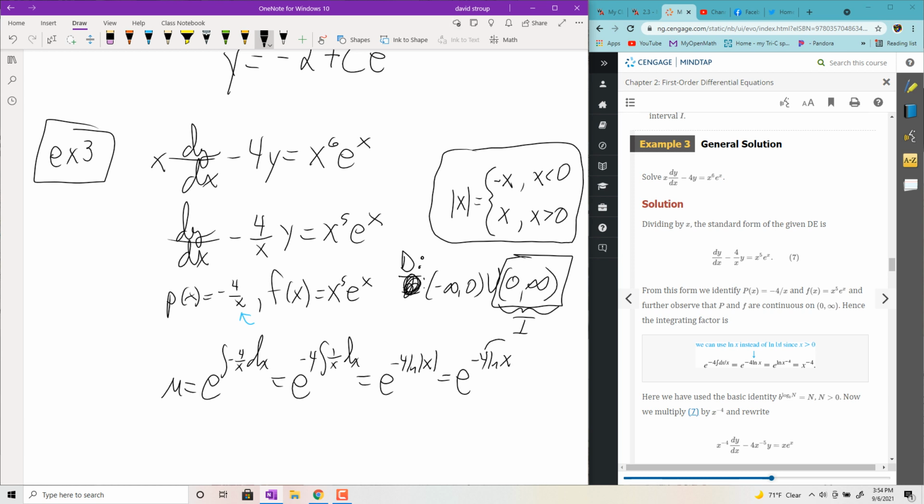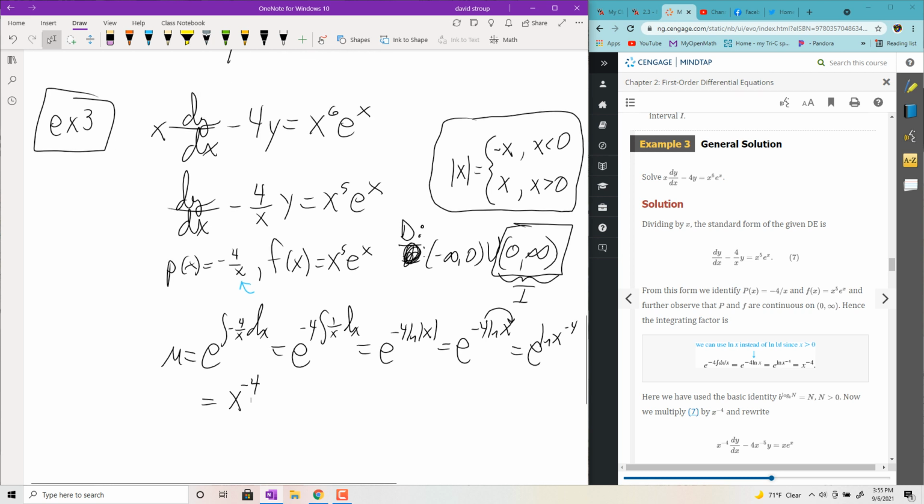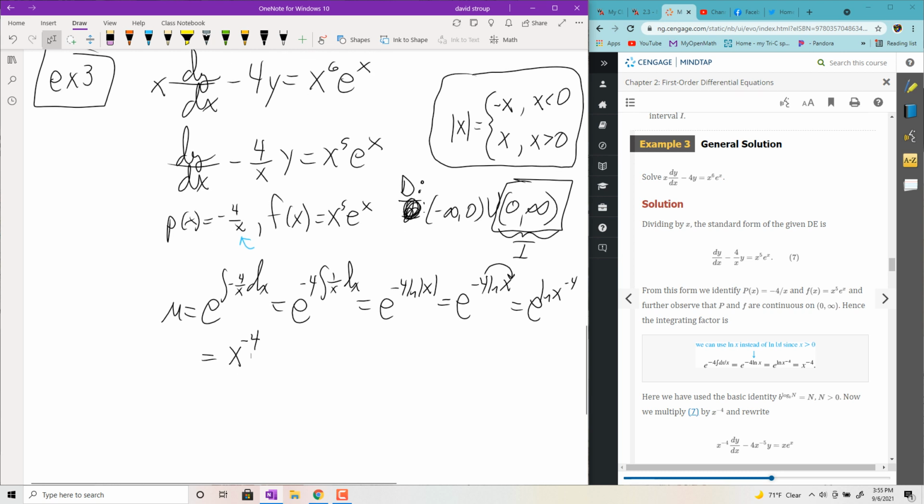And then I'm going to move this into the exponent using the power rule, e to the ln of x to the negative 4. And then the e and the ln will cancel as inverses do, and you have x to the negative 4. Okay, but it's only because we're on this particular interval that we can replace that absolute value of x with regular x. If we pick the other interval due to an initial condition or something like that, we would have had to use negative x.